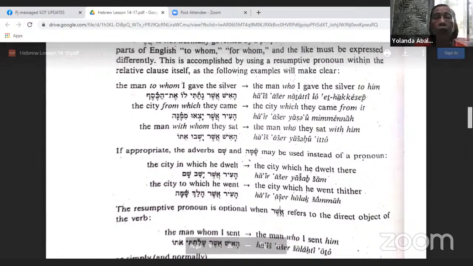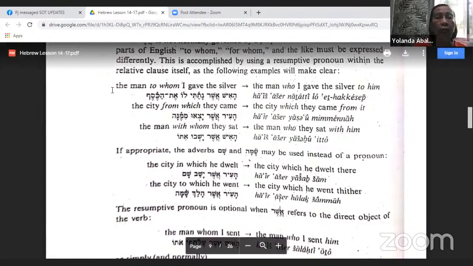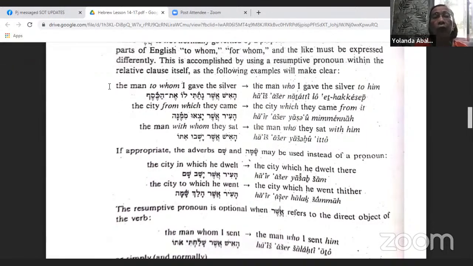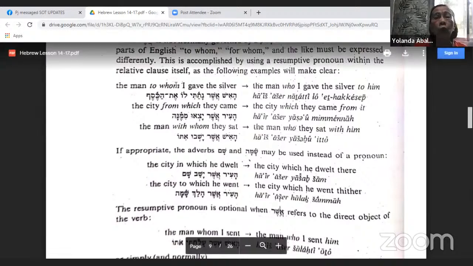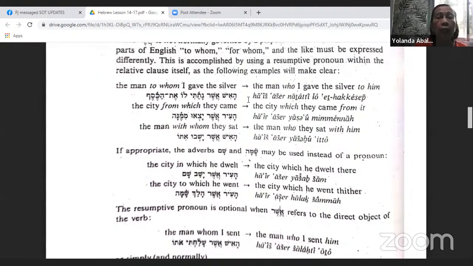Itong sa side na ito, on the right side. On the left side, ito yung ating finished product. The man to whom I gave the silver. Ang Hebreo niya, Haish, Asher, Nathati, Lo, at Hakesep.